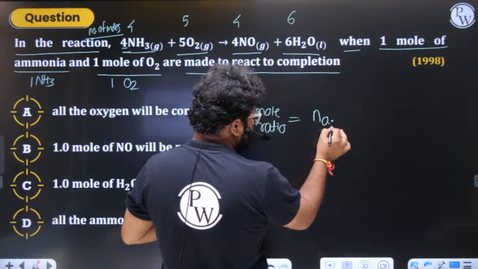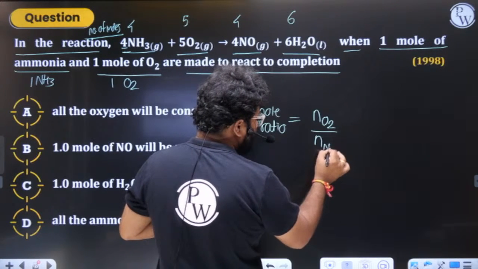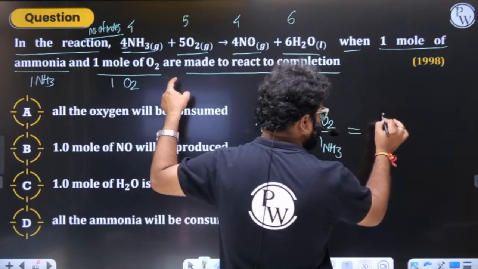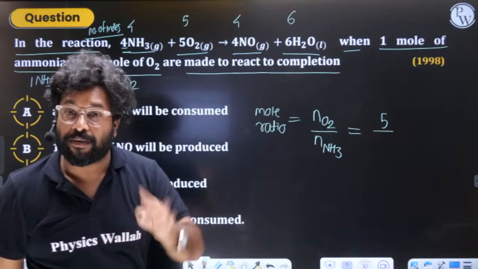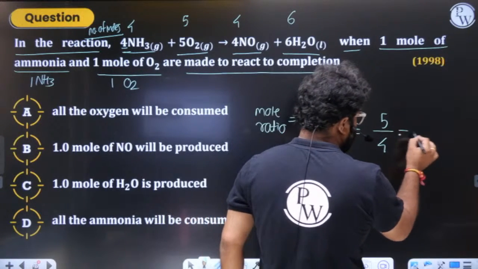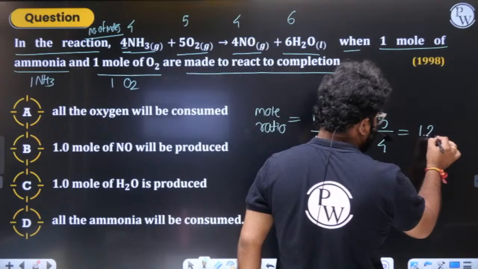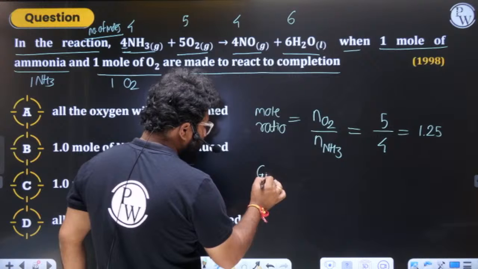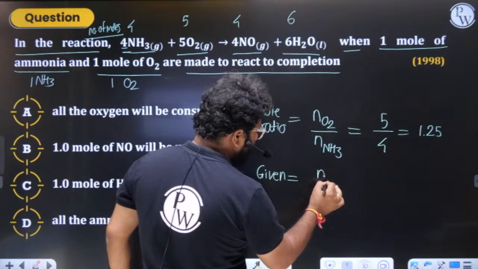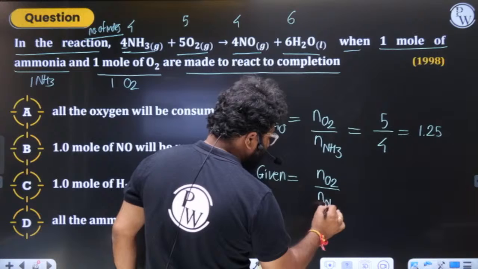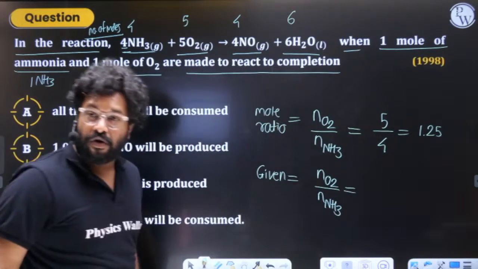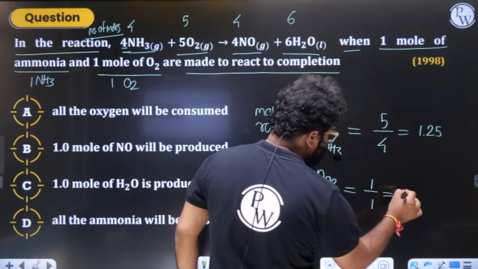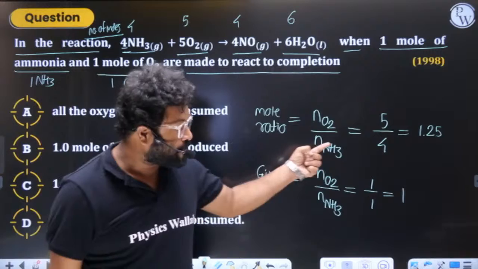Number of moles of oxygen divided by number of moles of ammonia. Right? In the original reaction, number of moles of oxygen is 5, and number of moles of ammonia is 4. So 5 divided by 4 comes out to be 1.25. Right? This is the original ratio. Now in the given case, O2 divided by NH3: the given number of moles of oxygen is 1 and the number of moles of ammonia is also 1. So the ratio has to be 1.25.